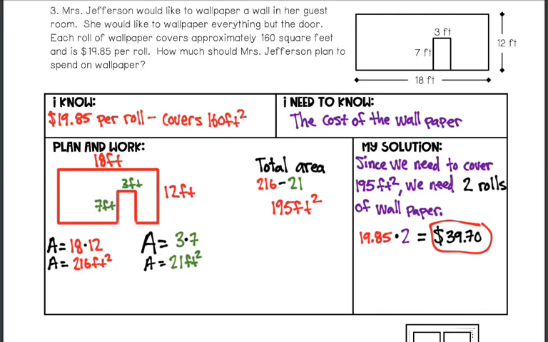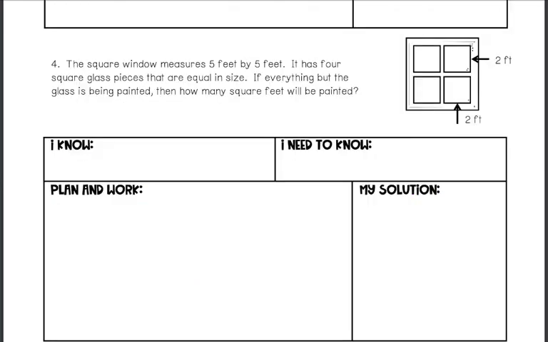All right, last example. So here we have a window that has some little glass pieces in it, and the window is 5 foot by 5 foot, and it has 4 of those square glass pieces. So everything in there but the glass is going to be painted, and we want to know how many square feet will be painted. Well, again, this one has some pieces that are missing. We're going to get rid of those window pieces because we're not going to be painting those. We're just going to be painting the wood frame here.